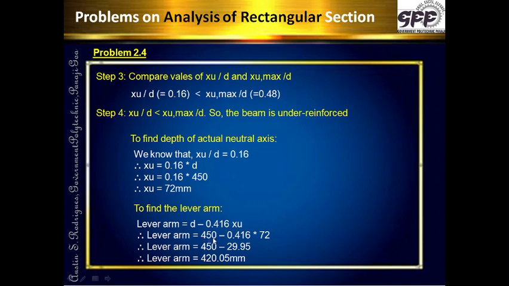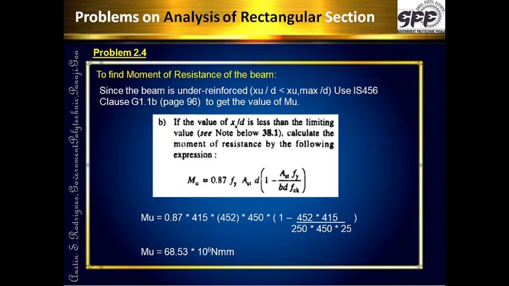So the lever arm is, for D, I am writing 450 minus 0.416 times the XU value we have already got as 72. So the lever arm is 450 minus this value, which comes to 29.95, or the lever arm comes to 420.05 mm. So the lever arm, the distance between the two forces, the compressive force and the tensile force, has come in this problem equal to 420.05.